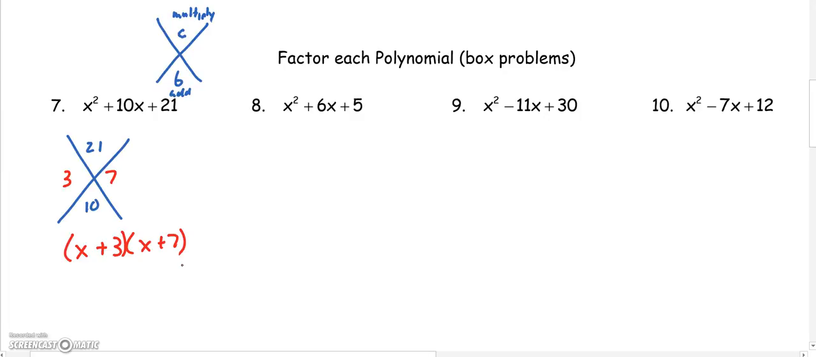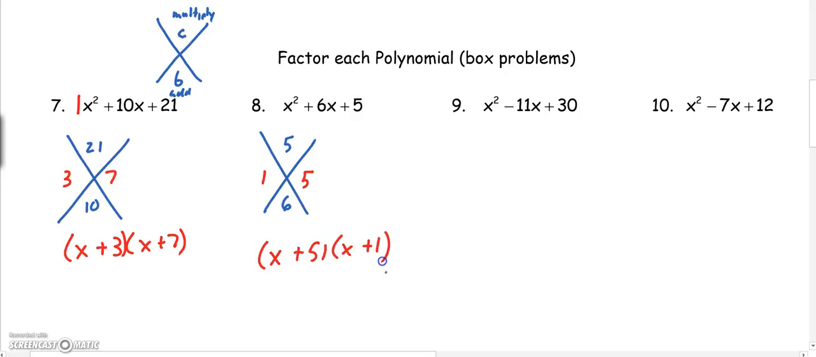Okay, also remember when we use a box problem that we have to have a leading coefficient of 1 in front of the x squared. It has to be a positive 1. Number 8. What multiplies to 5 and adds to 6? Well, those numbers are 1 and 5. So we'd have x plus 5 and x plus 1.